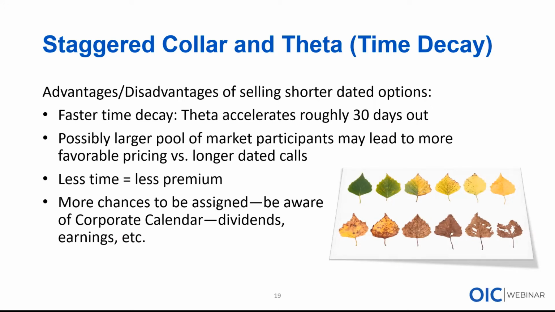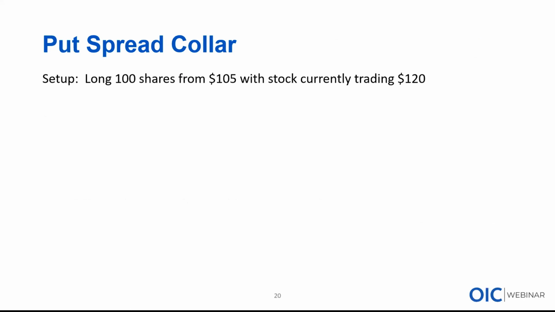I want to walk through another one. And this is the put spread collar. It gets a little more complex here, but it's not too bad. I'll go through this nice and slow. We've got the investor long 100 shares from 105, and now the stock's up to 120. Again, a classic circumstance for looking at the collar. You have a profitable position, it's built up over time, and you don't want to give it back.